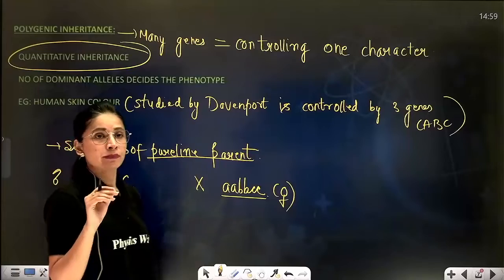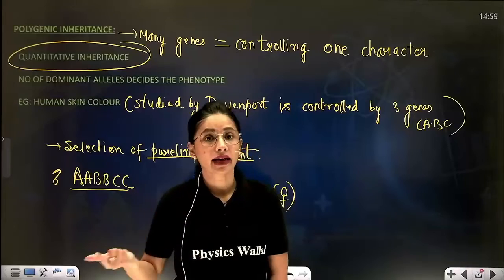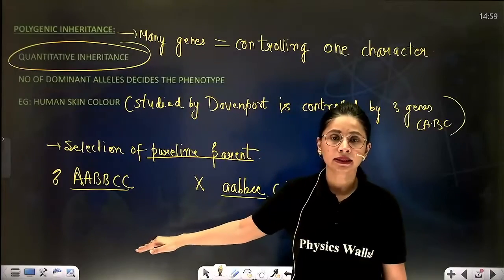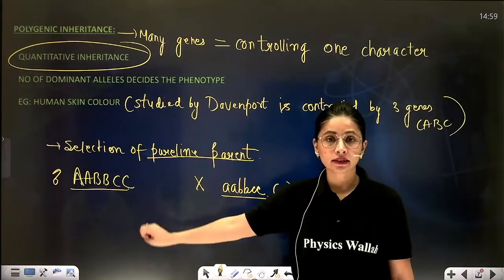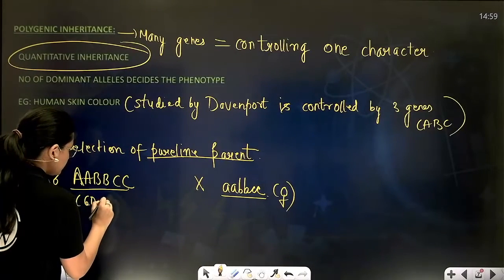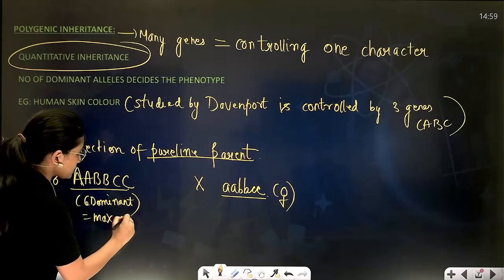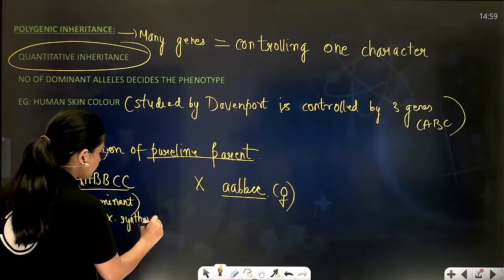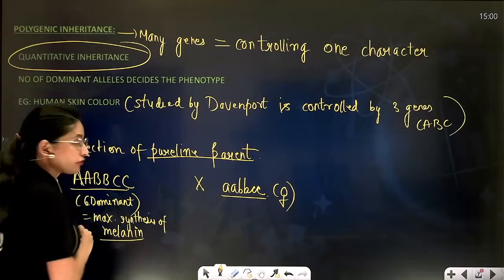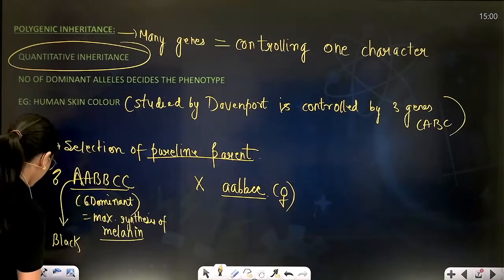Beta, remember, the more the number of dominant alleles, the more will be the synthesis of melanin pigment and the darker will be the skin. So any person who has all 6 dominant alleles, 2A dominant, 2B dominant, 2C dominant, here you see 6 dominant alleles. So here there will be maximum synthesis of melanin. As a result, this person will be a Negro, a black person.